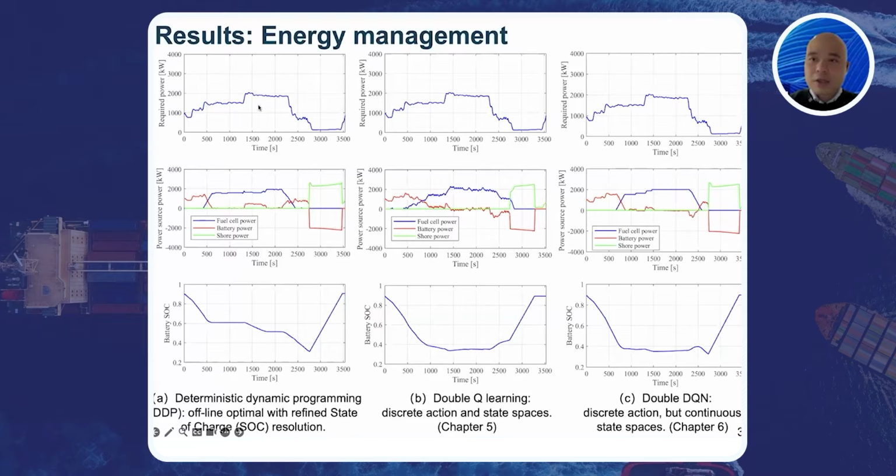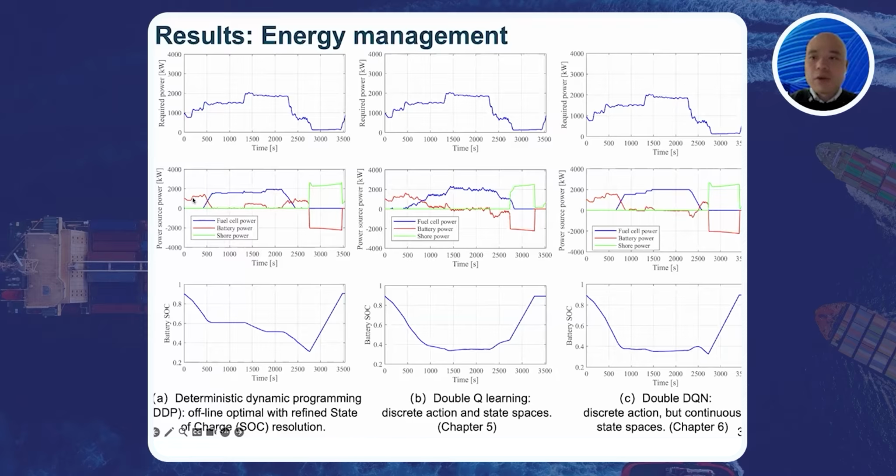So the task is really to distribute the fuel cell power, the battery power and then the shore power without knowing what's going to happen in the next time step. In figure A, we have the offline optimum. Given that we know what's going to happen within this voyage, we can know what would be the best action to control the fuel cell and the batteries.